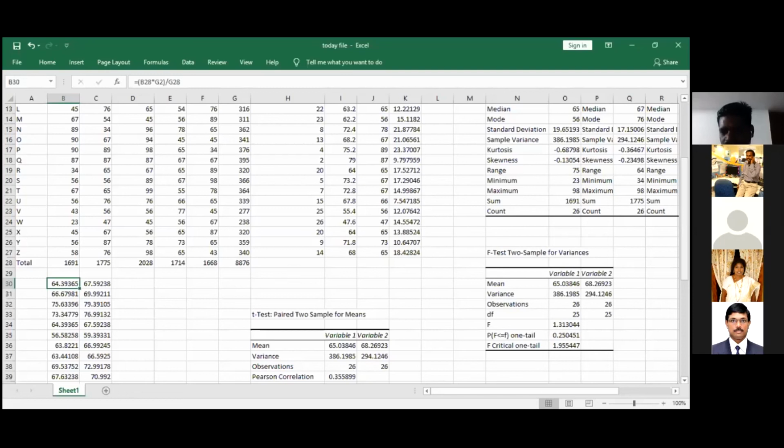Some researchers put the hypothesis in correlation analysis as "there is no significant difference." It is totally wrong. For correlation, the null is that there is no significant relationship, and the alternative is that there is a significant relationship.